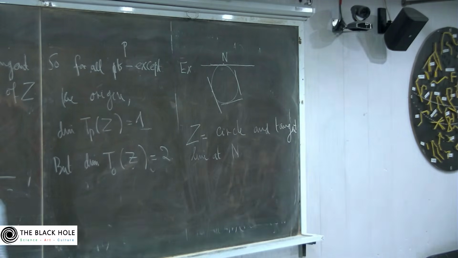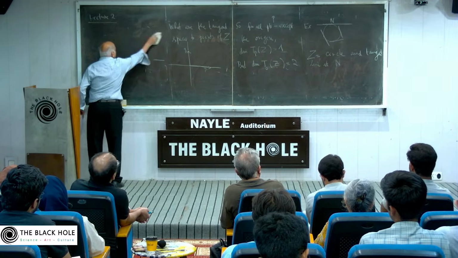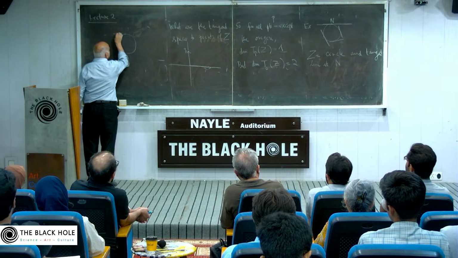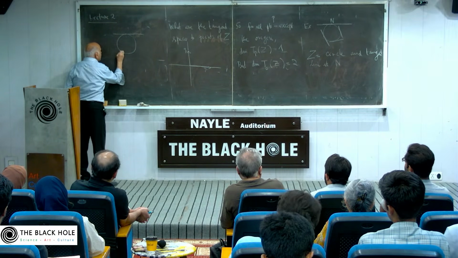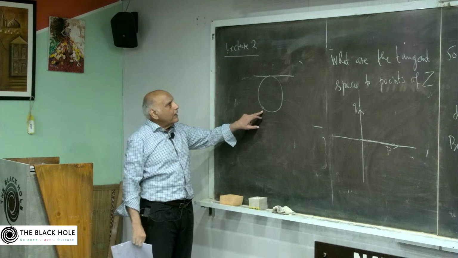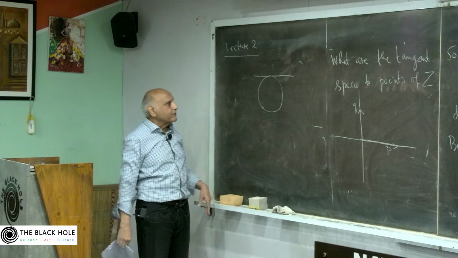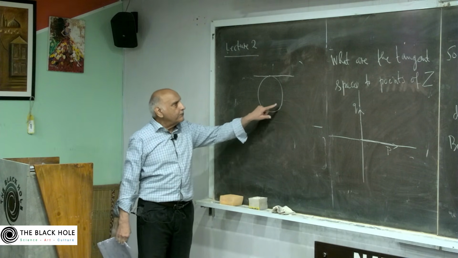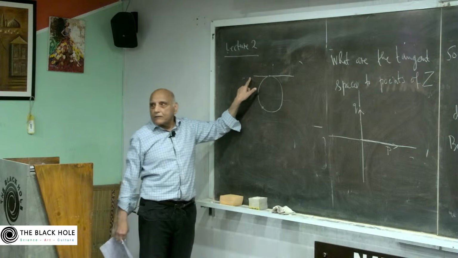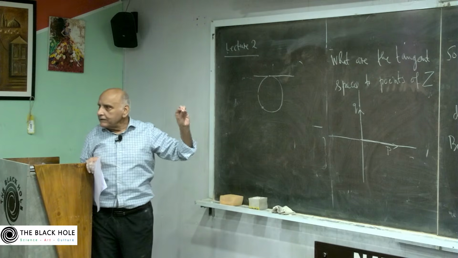So let me draw it again. Suppose I remove one point here. Then how many connected pieces are left, connected meaning you can go from any point to any other point? You can go from here everywhere, and then you can join this and then travel here or travel here. So when you remove one point, you get a connected piece.